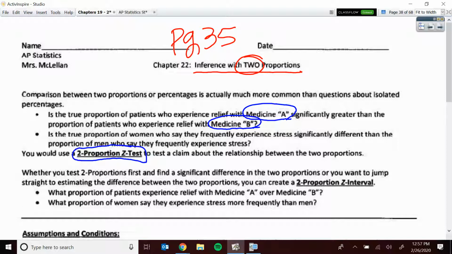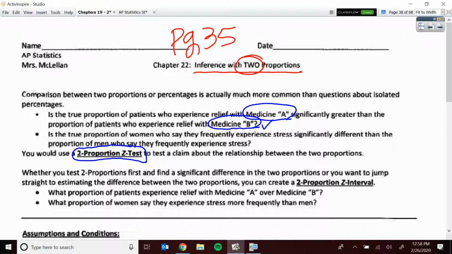Let's say I run a test and I say, ooh, this medicine is so much better than the old one. But then I want to know, well, how much better is it? How much better is it? I want to estimate a number. I want to estimate how much better it is.